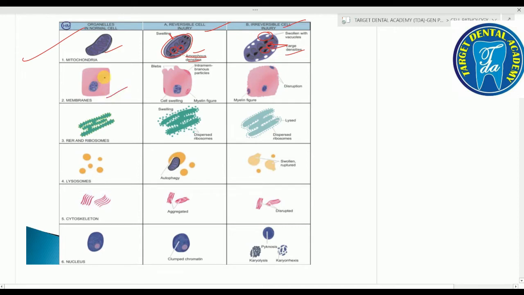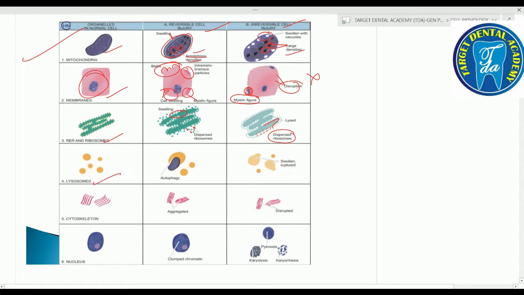Second is the membrane, which is normal in the normal cell organelles, while in the reversible cell there is the formation of blebs. These are the blebs. There are the intramembranous particles. These are the myelin figures, and this is the cell swelling. While in the irreversible cell injury, there are the myelin figures, and there is disruption, but there is no bleb formation. While in the RER and the ribosomes, in the reversible cell injury, there is swelling and dispersed ribosomes. While in the irreversible, these are lysed and there are dispersed ribosomes.